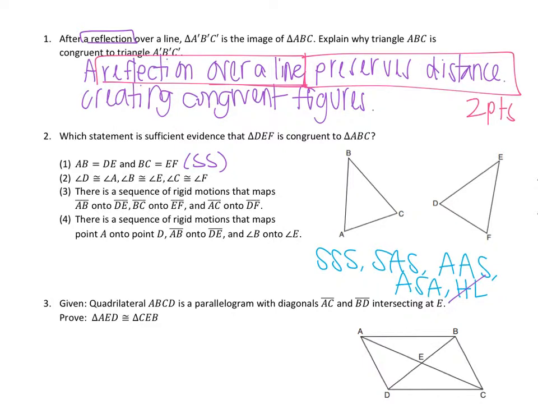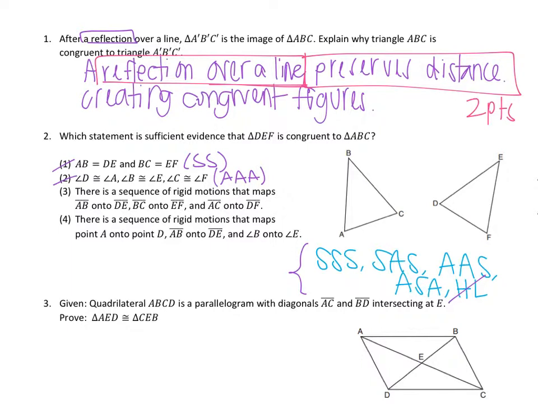Next we have angle D is congruent to angle A, B is congruent to E, and C is congruent to F. This is angle-angle-angle, which is not one of our 4 choices down here. So 1 and 2 again are out, which means I'm erasing. And now we're reading the next one.